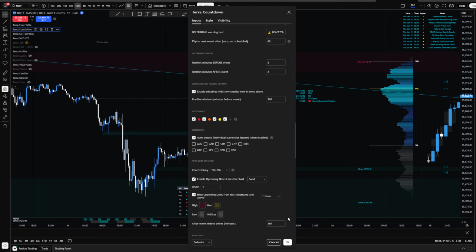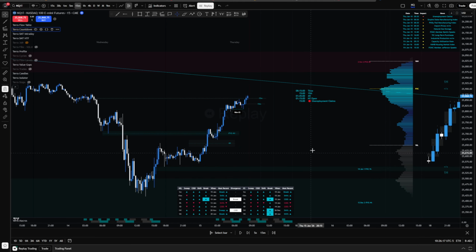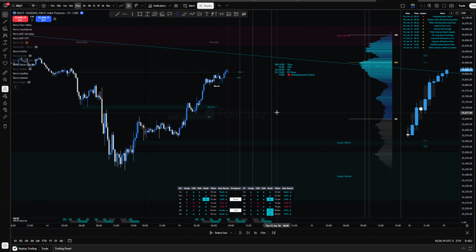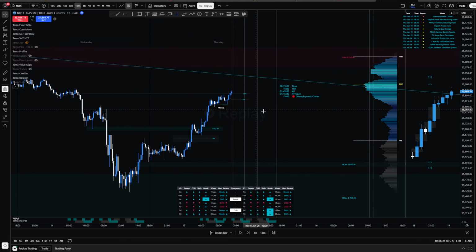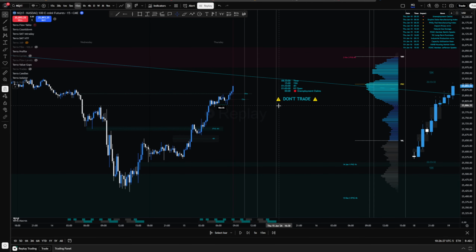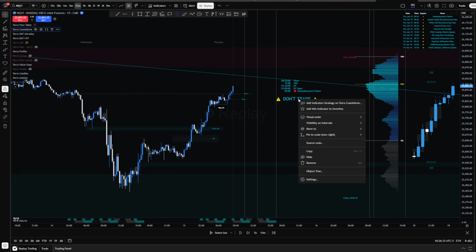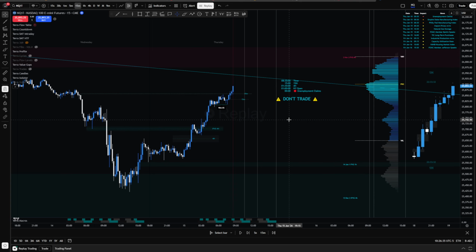Let's do it yellow. See these gray lines and these yellow and these red lines, and these are when the news events happen. So these upcoming news events, they're drawn out. And not only that, price will update and draw a big don't trade for those of you who, like me, trade prop firms that have news restriction rules. So if you can't trade 2 or 5 minutes before and after a news event, this indicator accommodates that. It has a big old sign here that says don't trade.